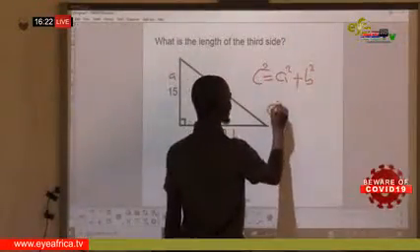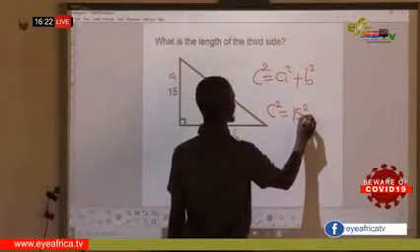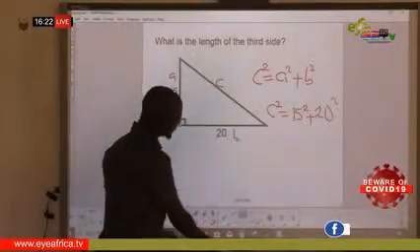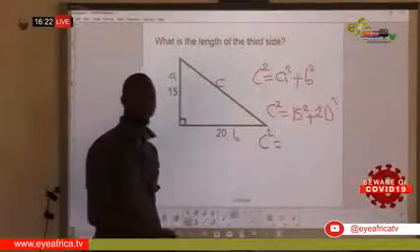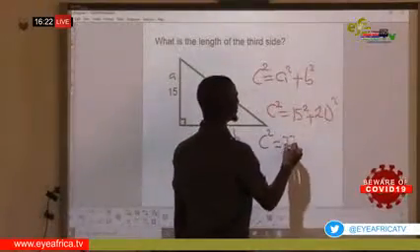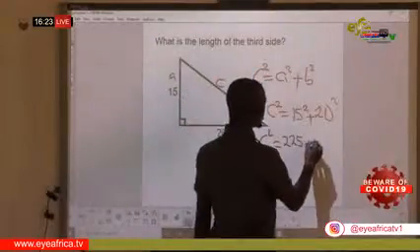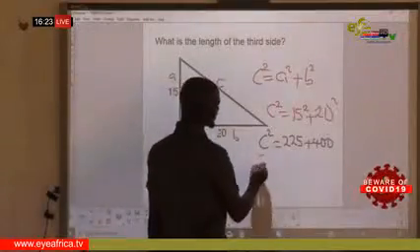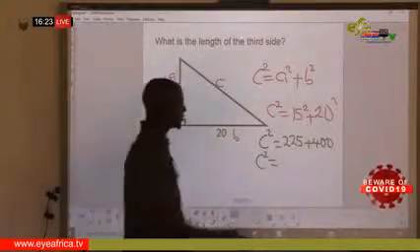So you will have c square equals, what is a square? 15 square plus 20 square. If you solve this, you will have c square equals, what is 15 square? 15 square is 225. That is 225 plus 20 square, that is 400. If you simplify further, you will have c square equals 400 plus 225. That is going to give you 625.